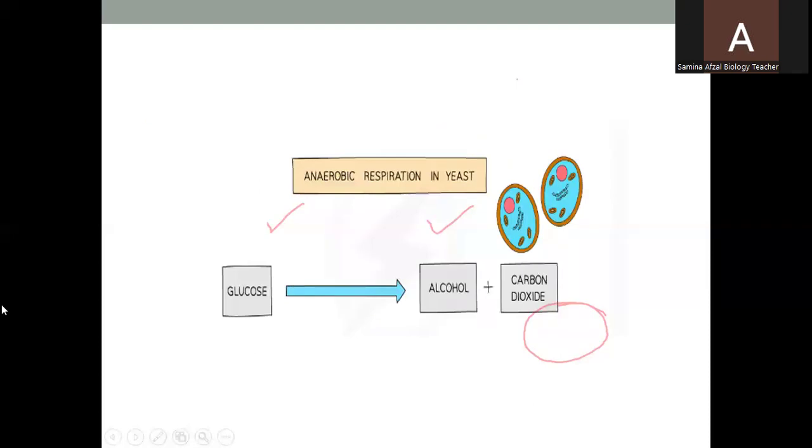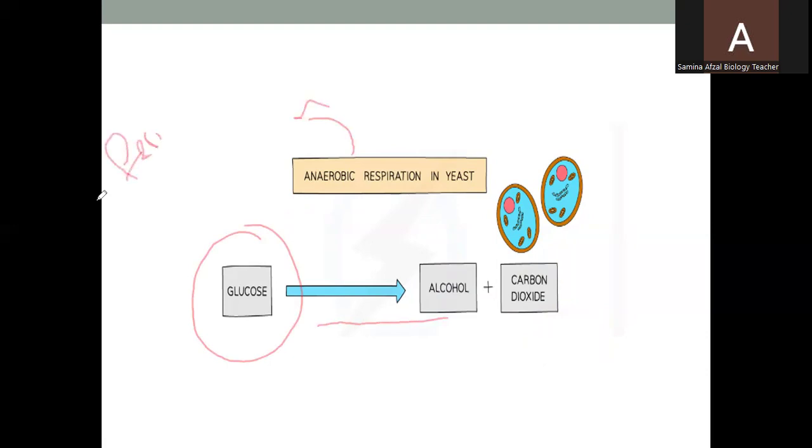Now, anaerobic respiration in yeast. In yeast, you can say the glucose is changed into alcohol. Anaerobic respiration is also called fermentation, because during this fermentation, the glucose in the absence of oxygen is changed into alcohol and carbon dioxide. So this is called the process of fermentation. So this is the equation for anaerobic respiration in yeast, or the equation for fermentation.